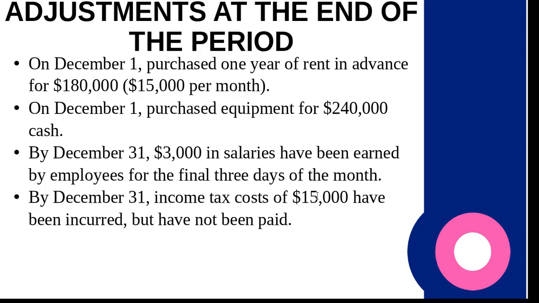Income tax costs $15,000 have been incurred but have not been paid. So we assume that by this 31st day of December your income has been specified, your tax too has also been specified for the year. So for that year, you are paying tax of $15,000, but you have not paid it. In accounting, you recognize it as if it has been paid in your income statement. That will help you to show the true picture of your profit for that year. But that money has not been actually paid, so it will be a liability to the business.